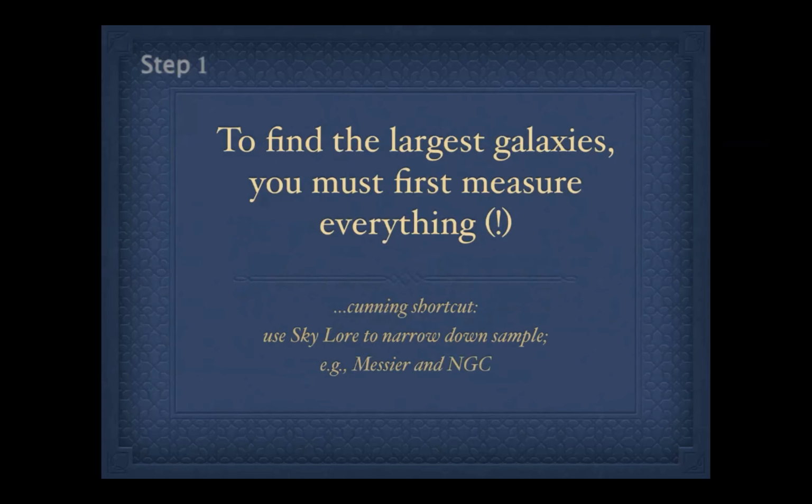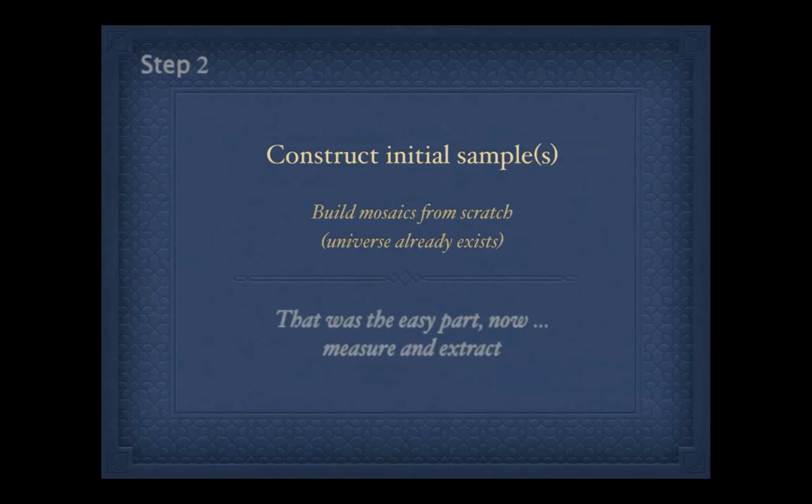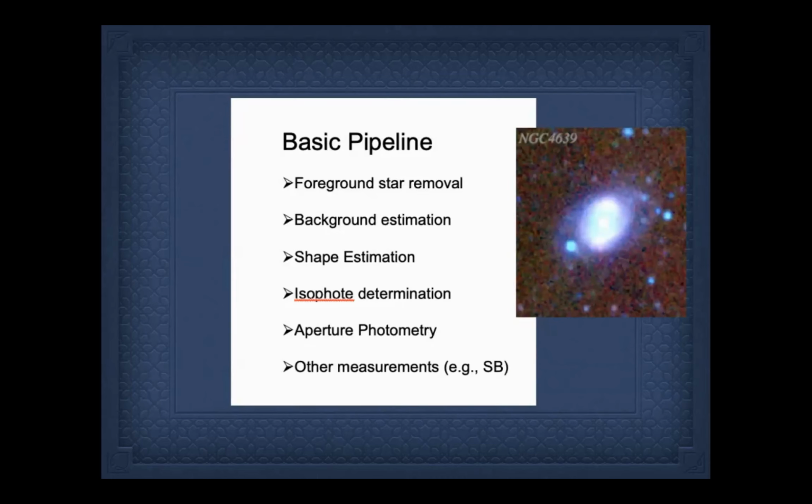But I could use a cunning shortcut, and that's to use our sky lore. So Charles Messier and the NGC, people who've come before me long ago, these giants, I can stand on their shoulders and I can construct my samples. I know where the big galaxies are. I can build my mosaics from scratch because I pretty much make custom images. And then I do the hard part, which is measure them. And I measure them using various pipelines.